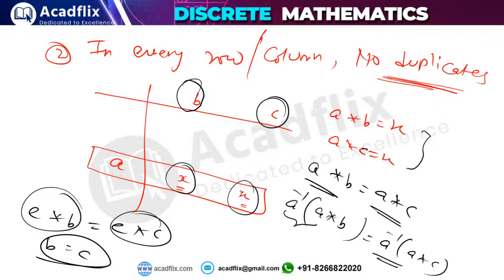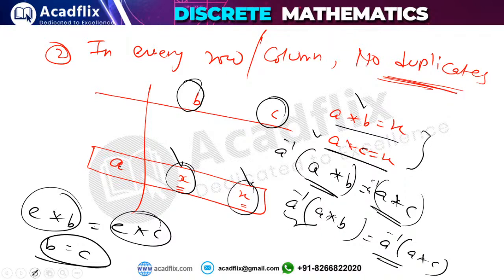Did you get this point? It is a very easy point. I am saying that if you take any row, there will be no duplicates. Why? Let's assume there is a duplicate, meaning X is here and X is here. Then A star B is equal to X, A star C is equal to X, so A star B equals A star C. Now you can multiply both sides with A inverse. Because the group is associative, A inverse into A is equal to the identity element. So this is how you can prove it.